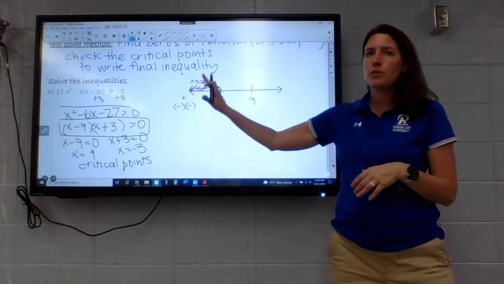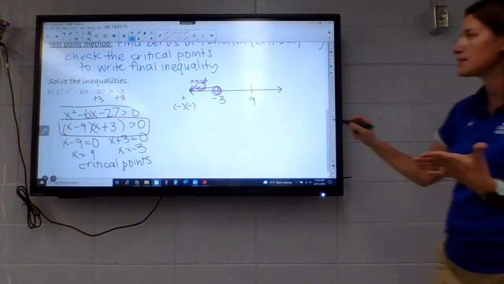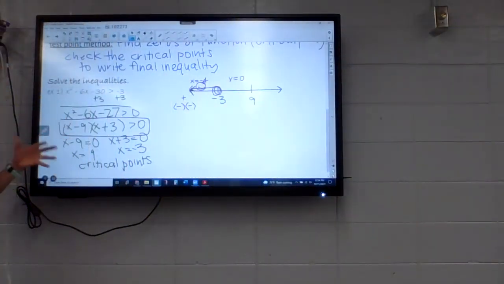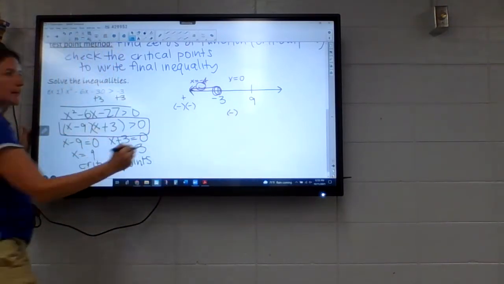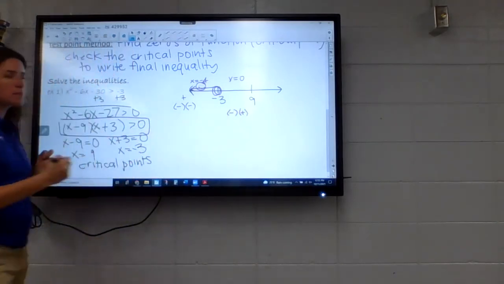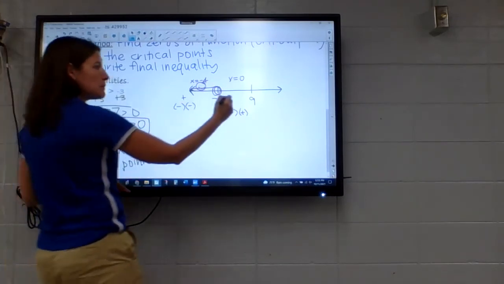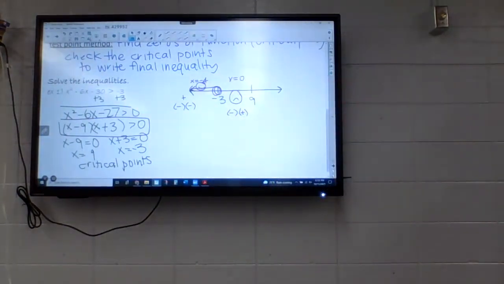What's a number I can test between these two? 0. I would always pick 0 when you can. It's very easy to test. So I'm going to test 0. So again, I don't care as much about the number itself. I care about just positive or negative. 0 minus 9, negative. 0 plus 3, positive. If I multiply a negative and a positive together, what happens? It's negative. That's not what I'm looking for. So this middle, it's not going to work. So it doesn't exist between those two. So anything you chose between those two wouldn't work.